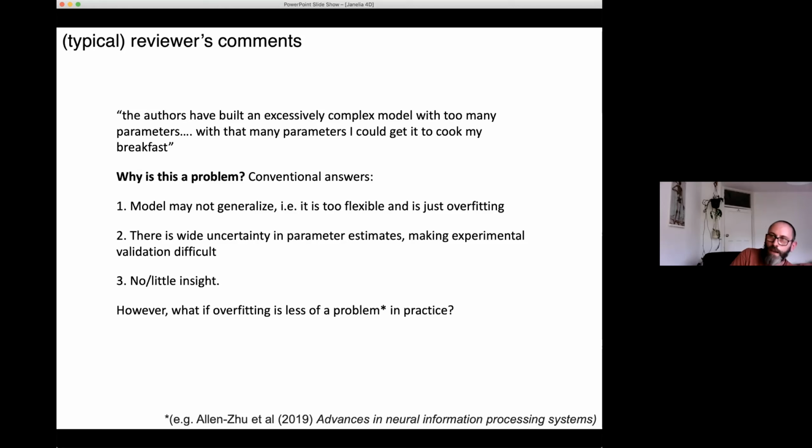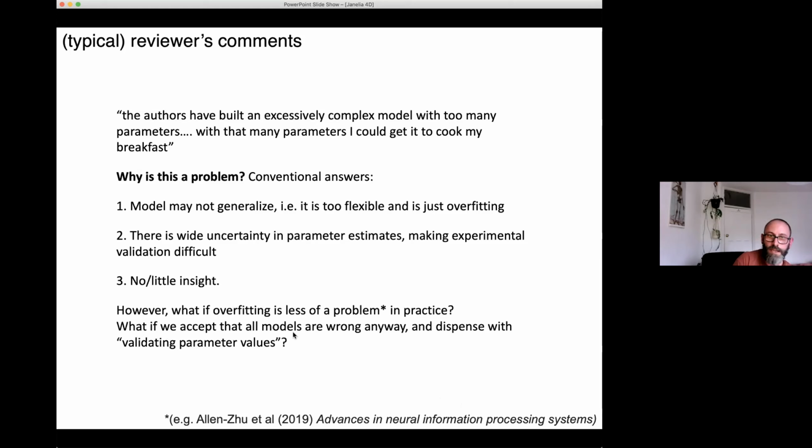Okay. However, what if overfitting is actually less of a problem than we think it is in practice? And this is something we'll touch on in a moment. I'd like to draw your attention to machine learning literature. This is a paper asking why deep neural networks don't suffer from overfitting, even though they sometimes operate in a sort of data impoverished regime. And there's a very nice theory dealing with this.